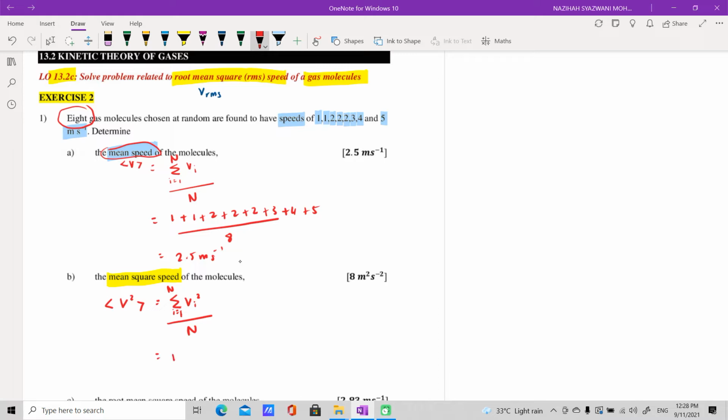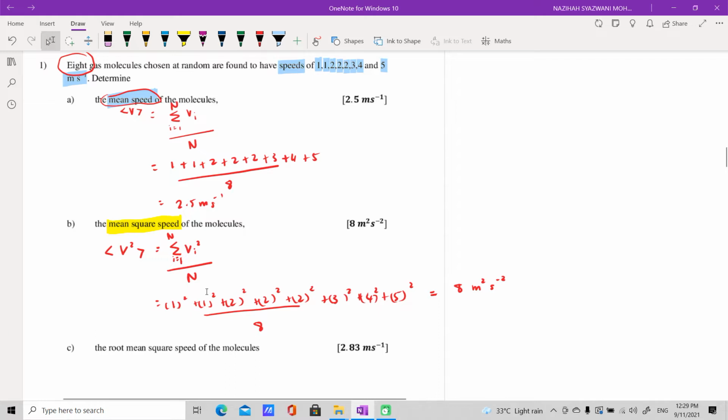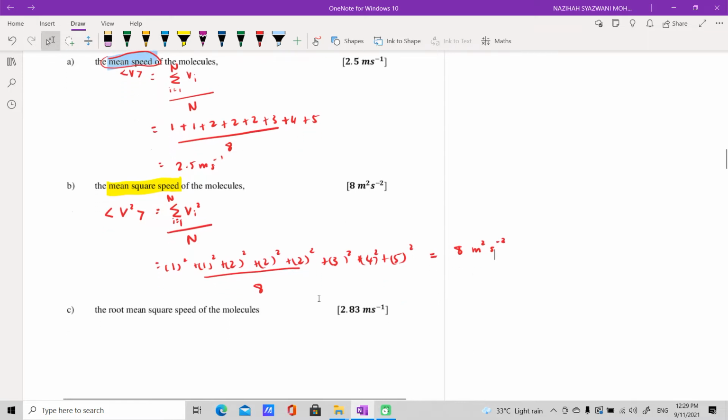So for this case, we have 1 square plus 1 square plus 2 square plus 2 square plus 2 square plus 3 square plus 4 square plus 5 square. Okay, and divided by number of molecules, which is also 8. Okay, your answer should be 8 meter square per second square. Okay, so that is 8 meters square per second square, because they ask you what is the mean square speed. So basically, you have to square each of the speed and find the total of the square of the speed.